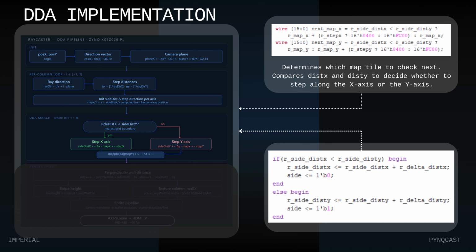In Verilog, this is a simple combinatorial comparison. The side register records which face was hit, which the render phase uses later to create a shading effect. The loop repeats in hardware until a wall tile is found.